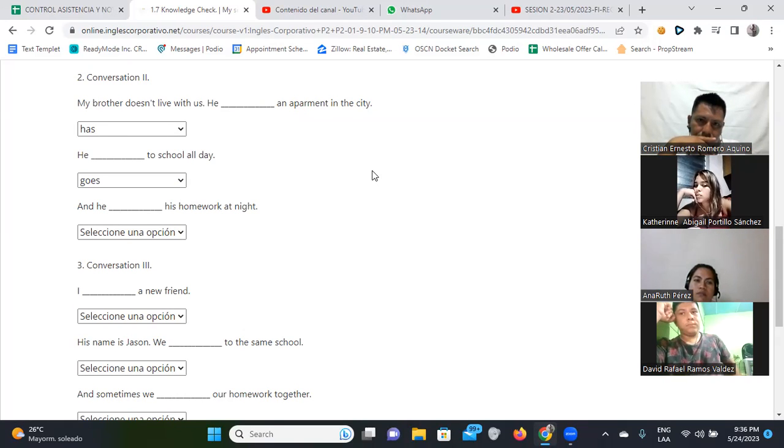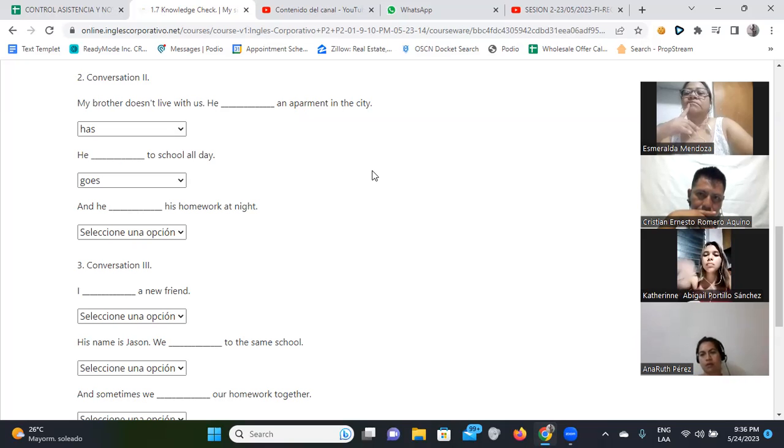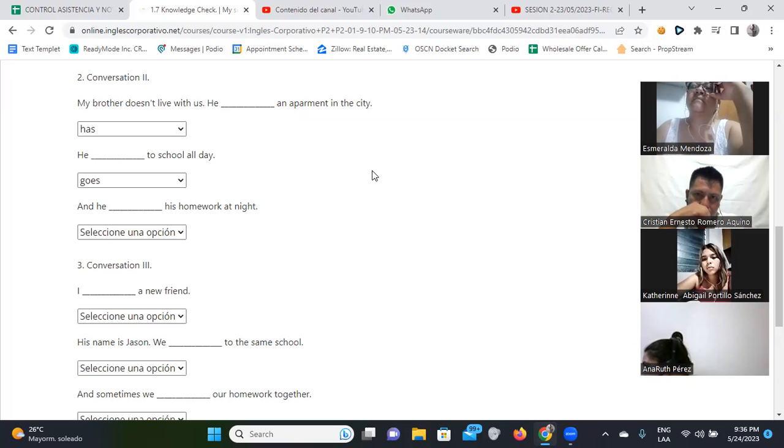Les voy a dar un tip. Cuando usted vea dos vocales, en este caso la vocal es O y la vocal es E. Ese es raro verlo, pero cuando usted vea dos vocales juntas, la pronunciación normalmente es pronunciada la primer vocal. En este caso sería goes. La E no se pronuncia.